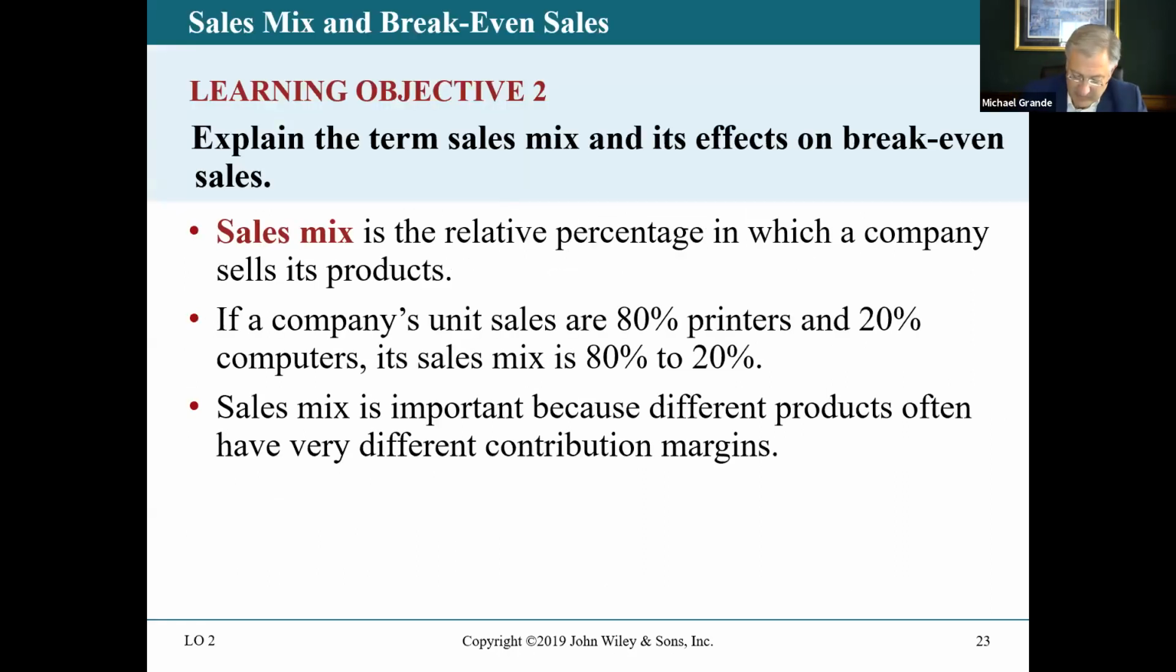Learning objective number 2. Sales mix is the relative percentage in which a company sells its product. So what we're talking about now is a company that sells multiple products. So they have product A, product B, product C. What percentage of product A do they sell in comparison to the total? If a company's unit sales are 80% printers and 20% computers, its sales mix is 80-20. Sales mix is important because different products often have different contribution margins.